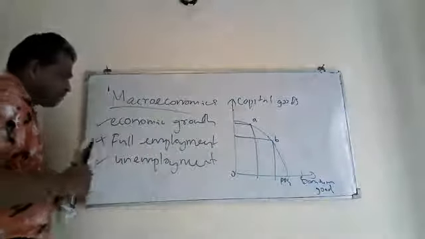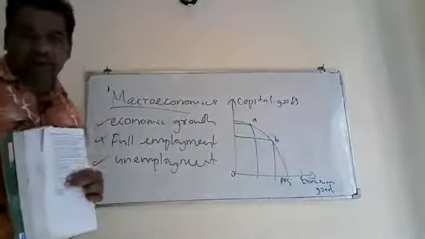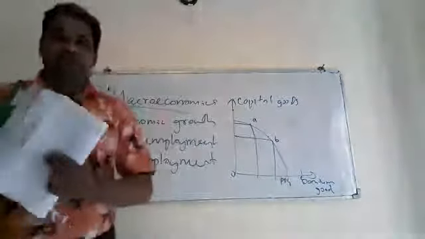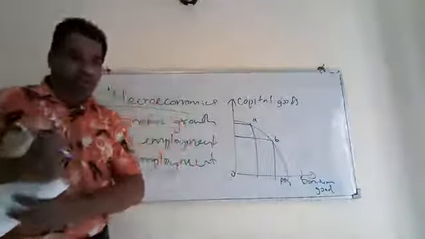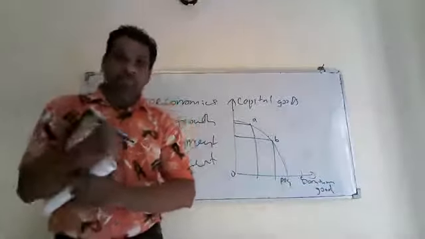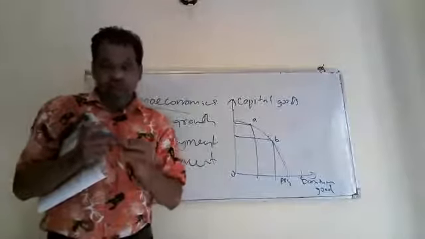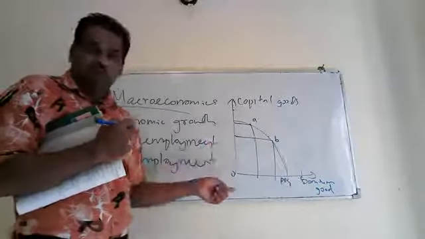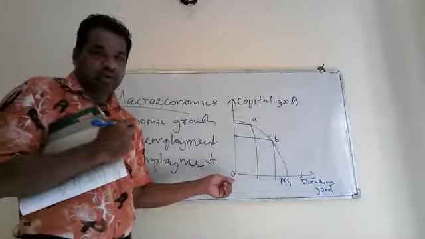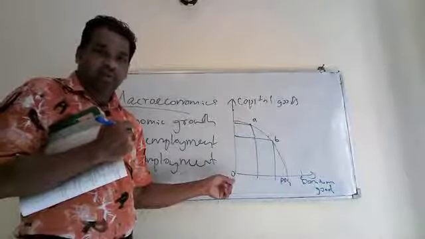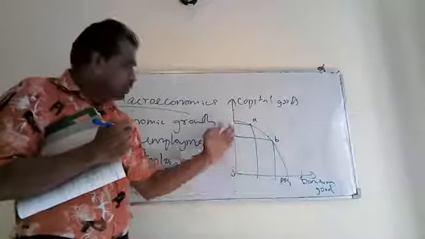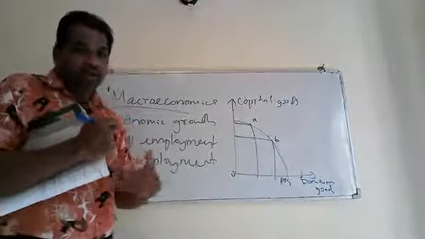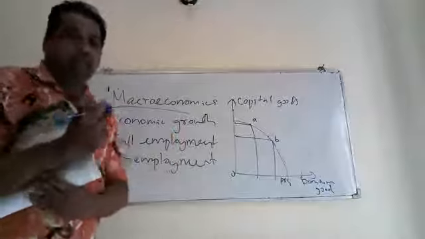Right. Number 3, unemployment. What is unemployment? Unemployment means you haven't used all the resources available in the country. You have unused or unutilized resources. If you use a diagram to explain unemployment, the country hasn't yet achieved their full capacity, full employment. That means your resources are idle, you haven't used.